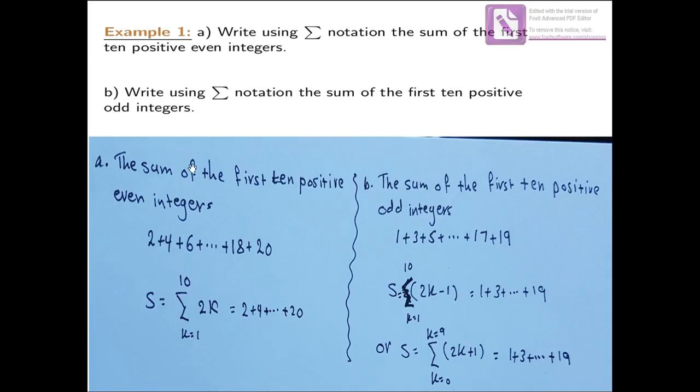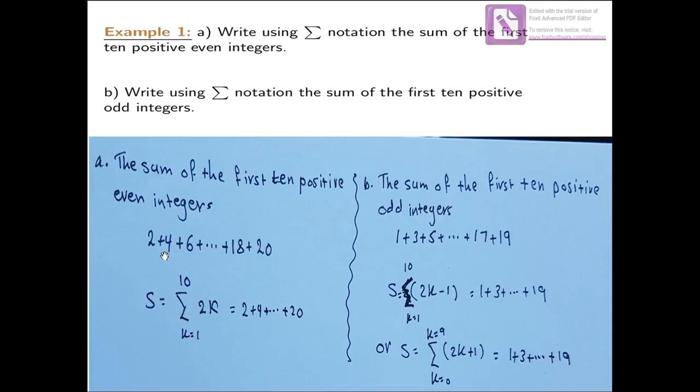So we know that the first 10 positive even integers are 2, 4, 6, then we have 8, 10, 12, 14, 16, 18, 20. So from 2 to 20, these are the first 10 positive even integers. We need to write 2 plus 4 plus 6 until 18 plus 20 in sigma notation. So we'll write S is equal to the sigma notation.